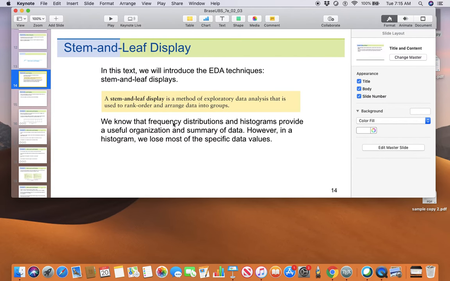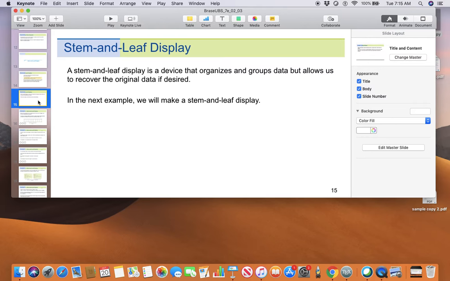data into groups. We know that frequency distributions and histograms provide a useful organization and summary of data. However, in a histogram, we lose most of the specific data values. We actually count the number of data values. We don't really keep track of the specific data values. So a stem and leaf display is a way to keep track of specific original data. It is a device that organizes and groups data but allows us to recover the original data if desired. Here is an example.